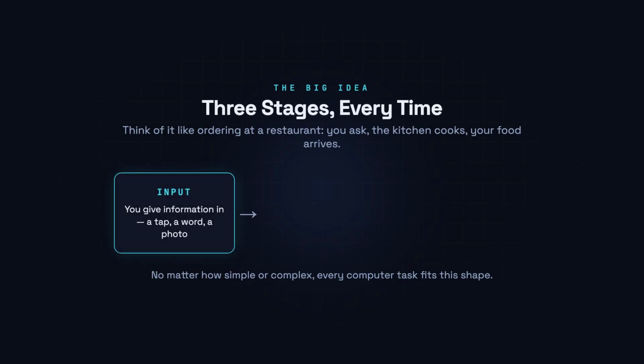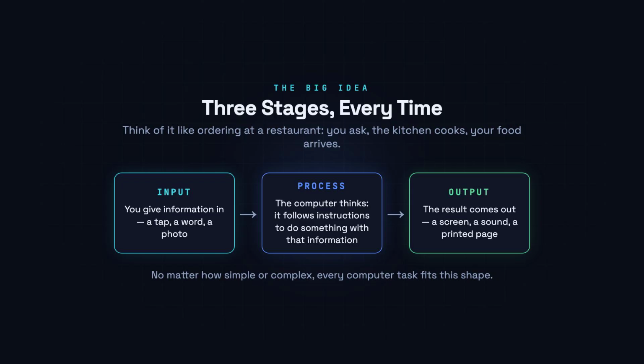Every computer task has exactly 3 stages. First, information goes in, that is the input. Then the computer figures out what to do with it, that is processing. Finally, the result comes out, that is the output.